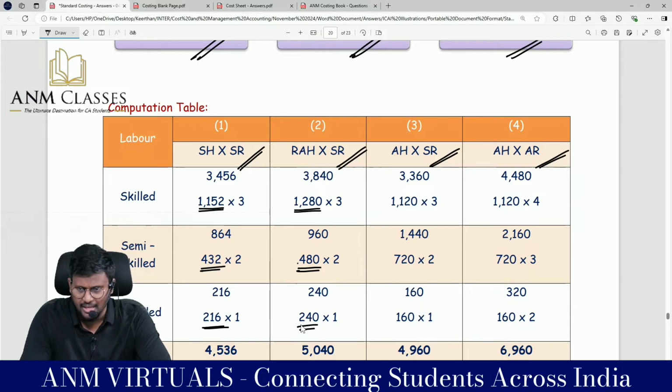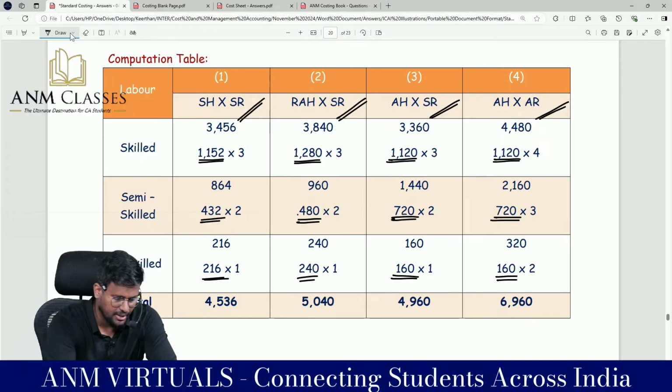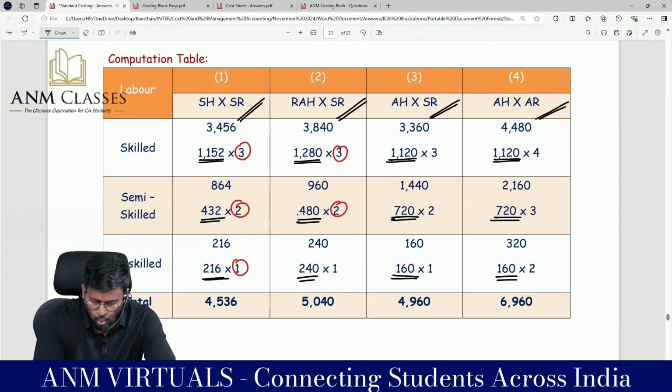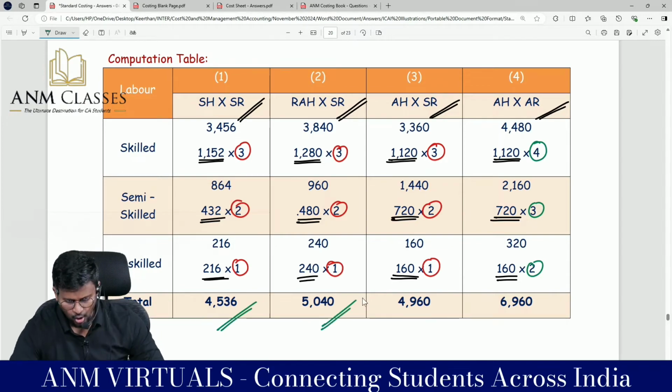இப்படிதான் நீங்க fill பண்ணிருப்பீங்க, அதனால அதை underline பண்றேன் முதல்ல. ஓகேவா? Actual hour 1120, 720, 160. Right? Next one என்ன rate? Standard rate 3, 2, 1 for each, but the actual 432. Comfortable? If you multiply and total, you will get 4536, 5040, 4960, 6960.